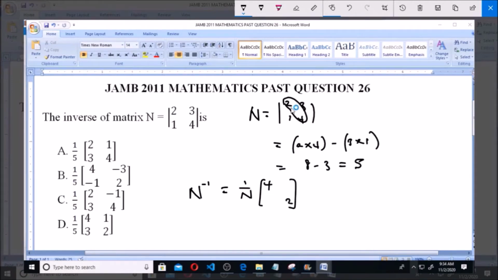Then this other diagonal changes sign. Since it's positive 3 here, it becomes minus 3, and since it's positive 1 here, it becomes minus 1. So this will be equal to, n is 5, so that is 1 all over 5 into 4 minus 3 minus 1, 2. And this is the answer to this question.